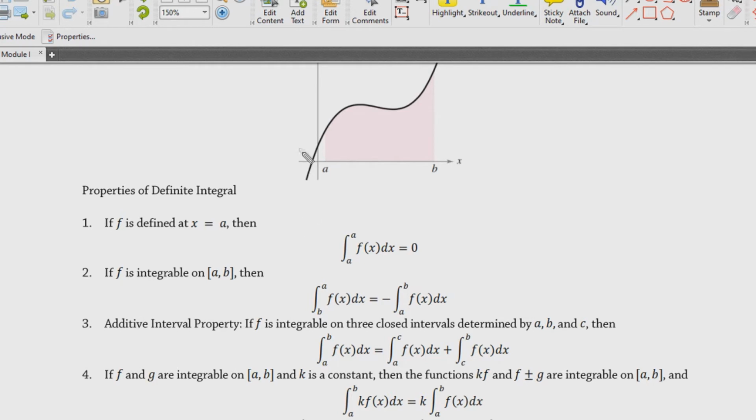Kasi kung halimbawa in-integrate mo and then this is the strip of your a only, so can you see any area here? So wala yung area kasi your lower and upper limit would have the same values kasi your antiderivative would just also be the same.